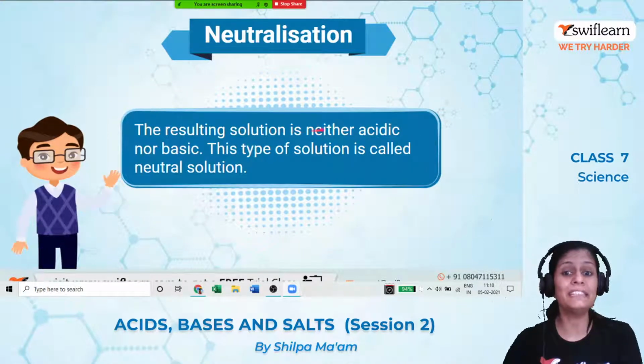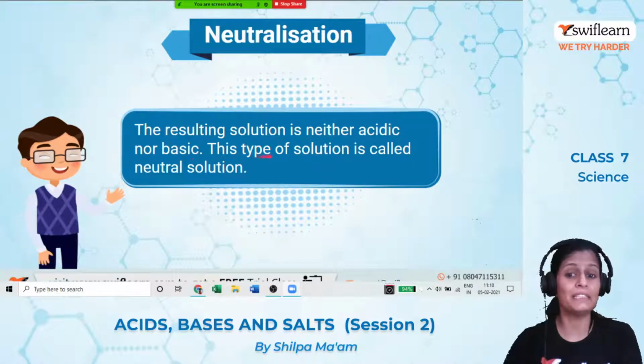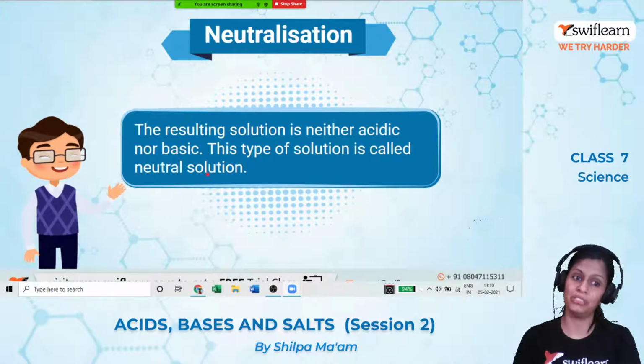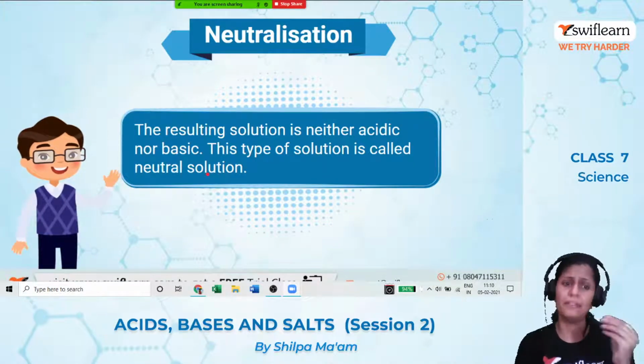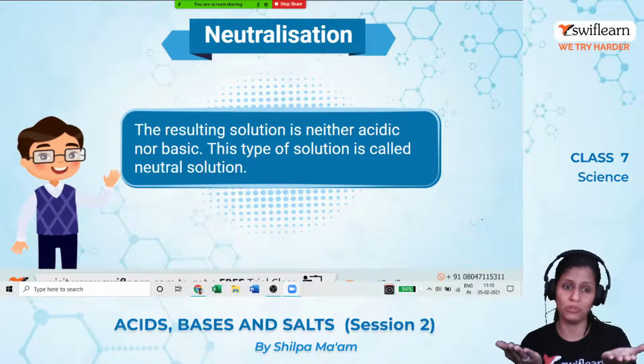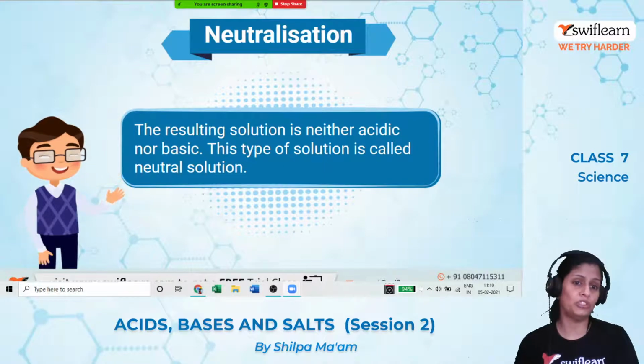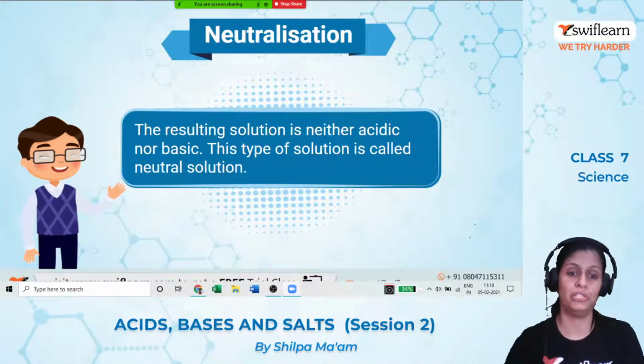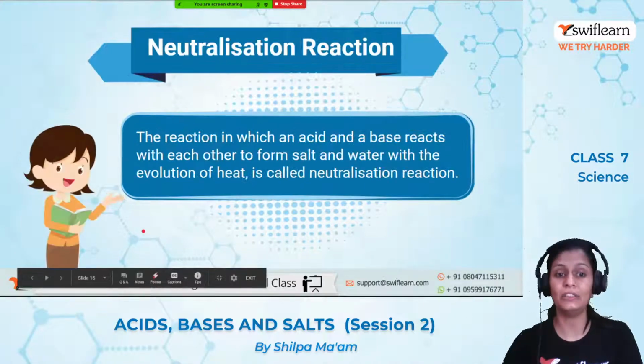So, the resulting solution is neither acidic nor basic. This type of solution is called a neutral solution. That is, whenever we combine an acid and base and they are taken in suitable amounts, the resulting solution which is formed is a neutral solution. It is neither acidic nor basic.